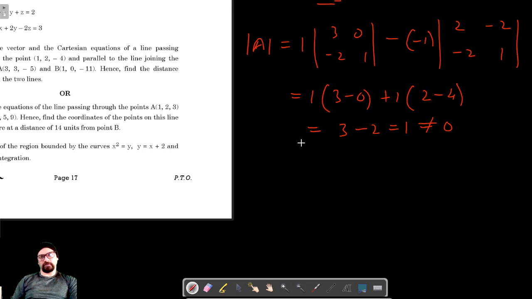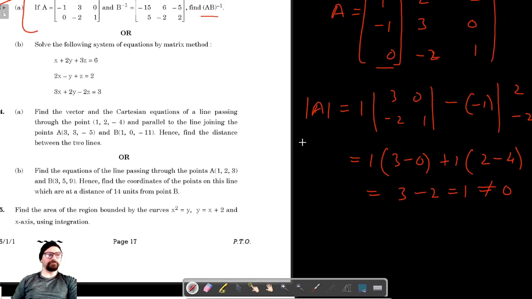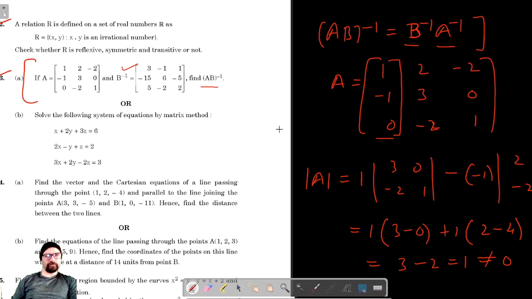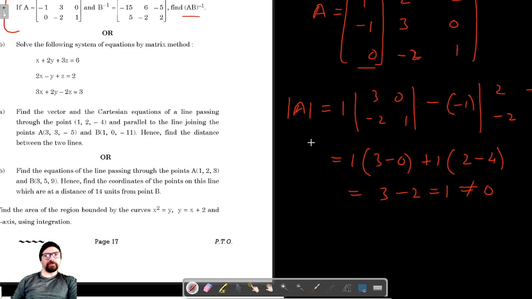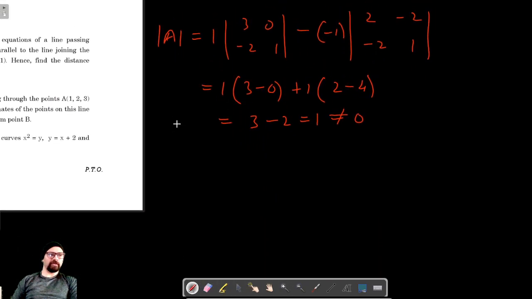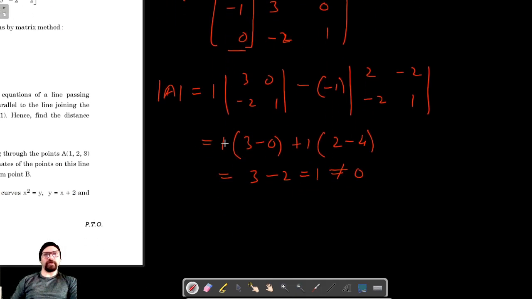So this is a non-singular matrix, and that means A inverse is possible. So let's find out A inverse, and for that we have to find the adjoint of A. So for the adjoint of A, we will have to find the cofactors.